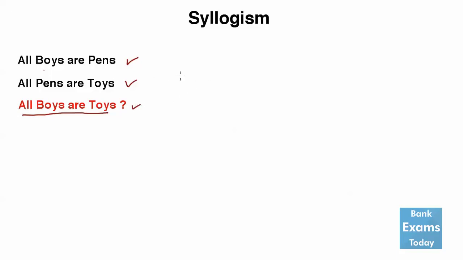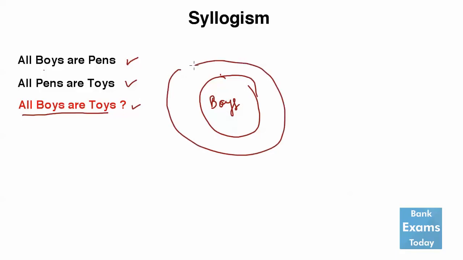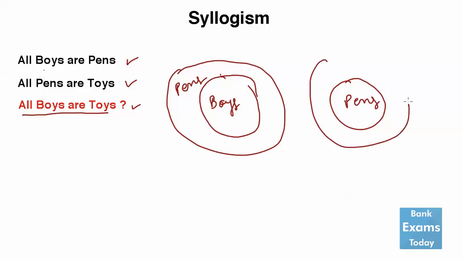So we will solve this question using the circle method. We will draw the circle for each of the statement and then find the conclusion. First of all, this is the circle. All the boys are pens. And all the pens are toys. So understand this. All the boys are pens.